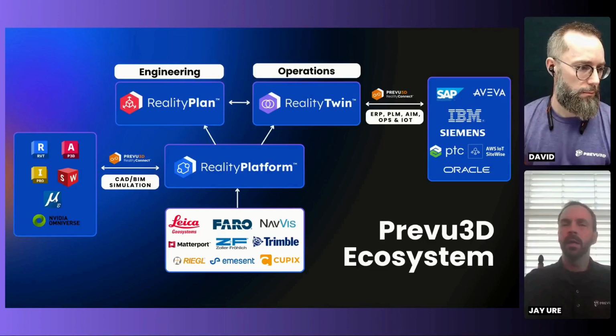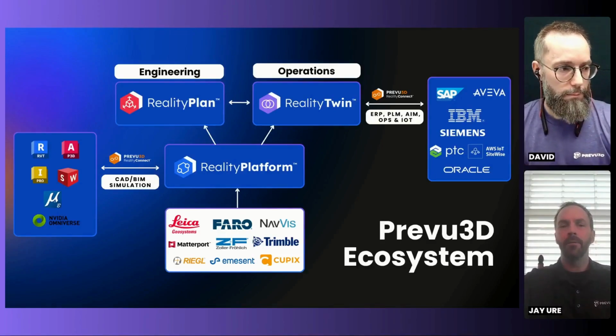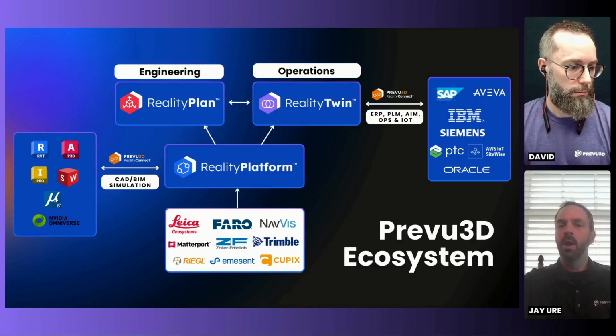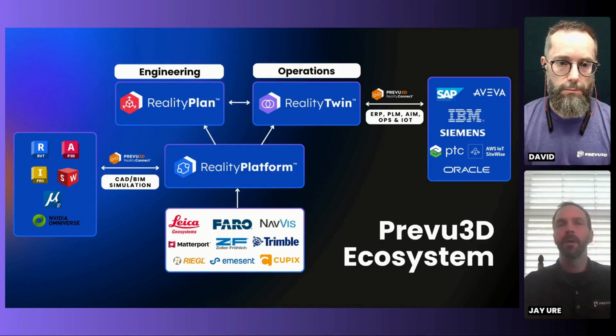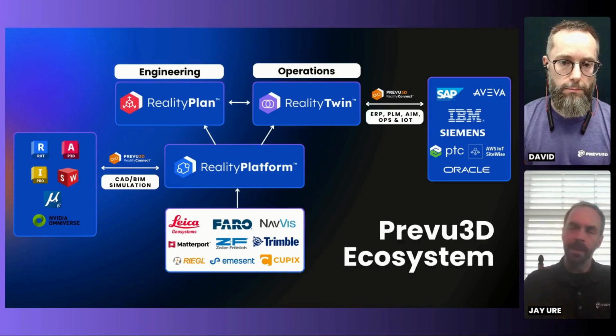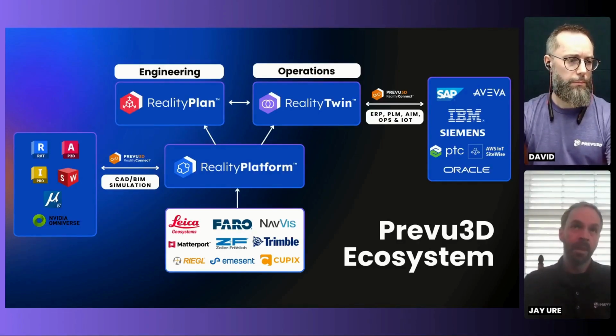But here we start with the platform, right? So we're looking at all of the PCD information that we accept, whether it's a TLS, a SLAM, or a photogrammetry tool. We'll accept that into Reality Platform. From that, it goes into a specific device-based upload. That upload is then generating a mesh and a project. That mesh goes directly into Reality Twin. The project goes directly into Reality Plan.